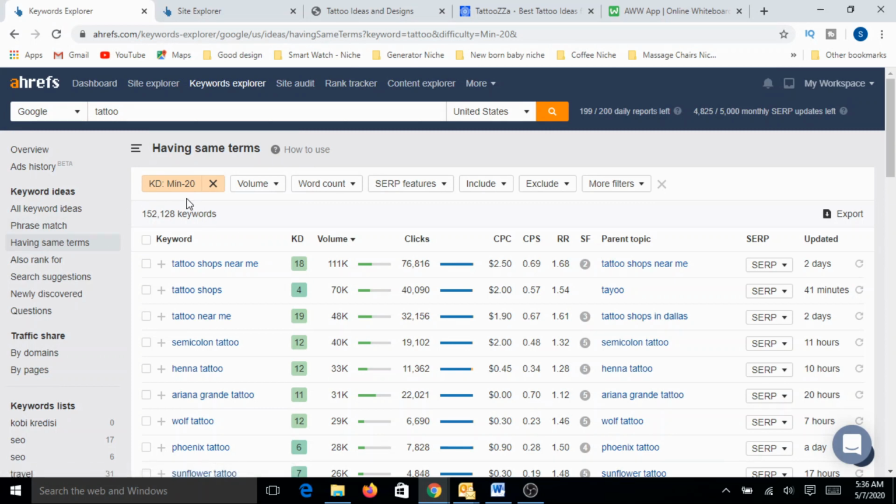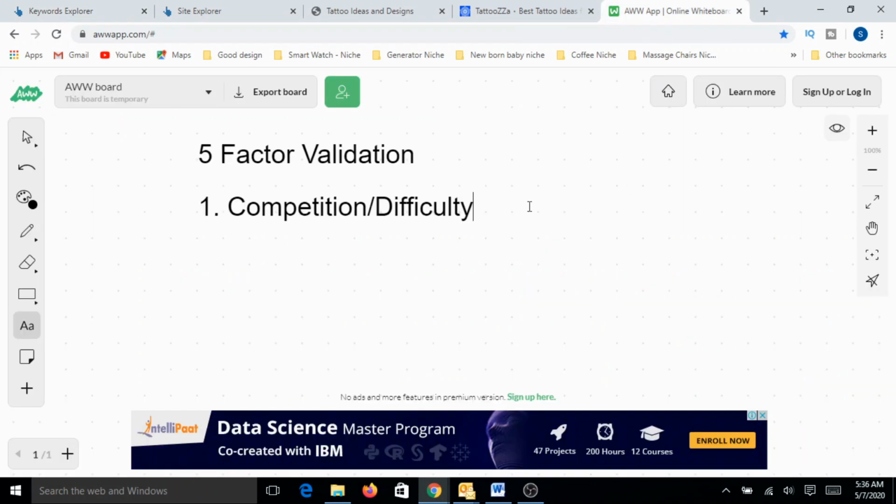But in the early days, it's always better to pick the keywords with lower difficulty only. Okay, now if you see here, for the keywords with low difficulty, we can see nearly 150K keywords. That's a huge number, right? So it satisfies basically the first validation. That means there are more than enough keywords associated with this particular micro niche with low difficulty.